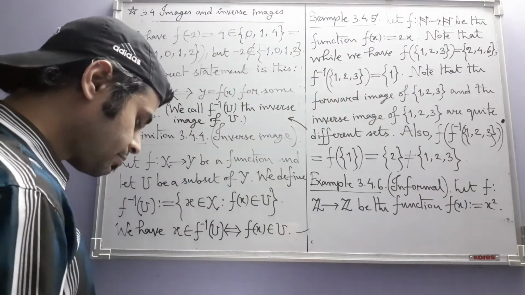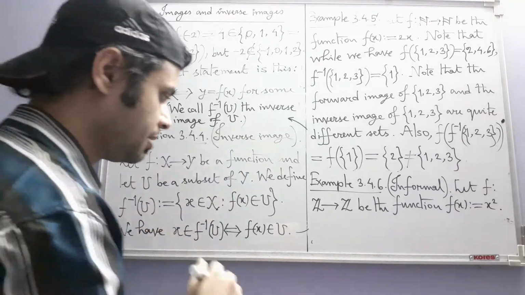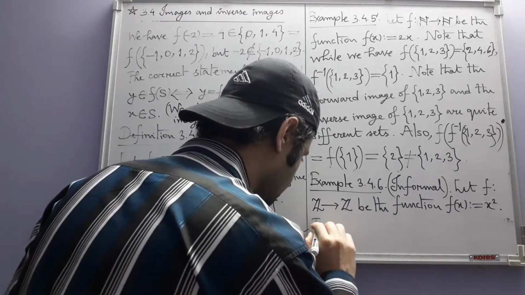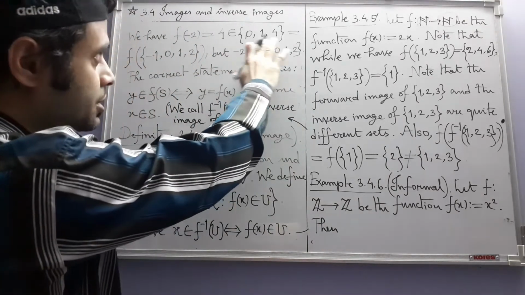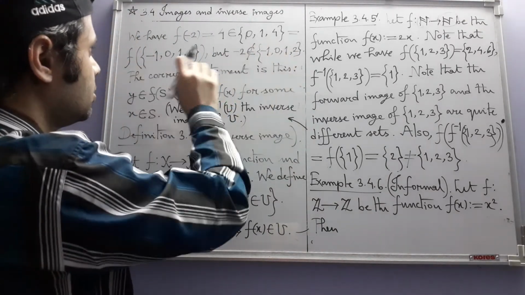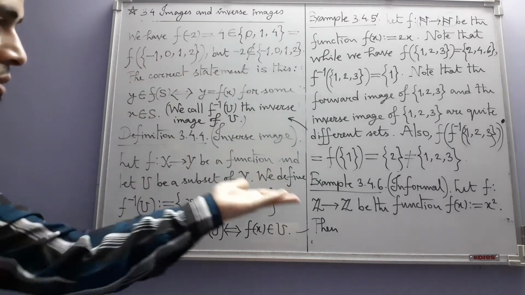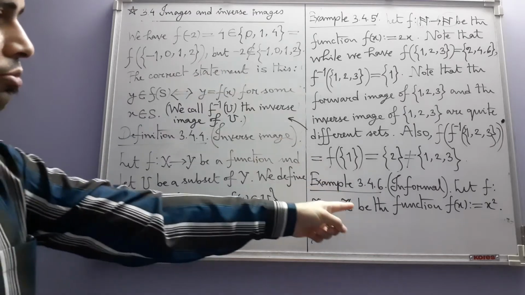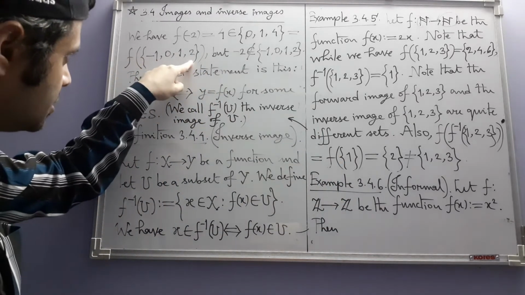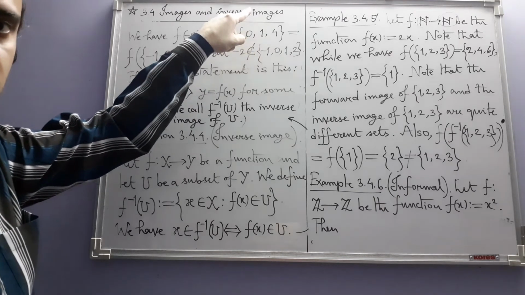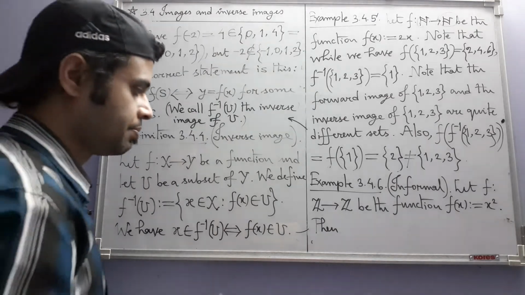Now we are going to calculate the inverse image of this set. We calculated the forward image of this set previously, because the function is the same. The forward image of this set is this. Now let us calculate the inverse image of this under f.